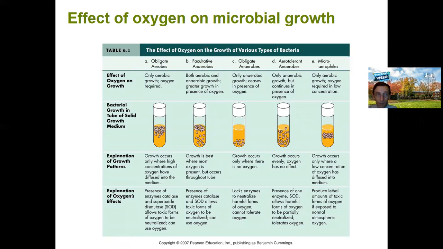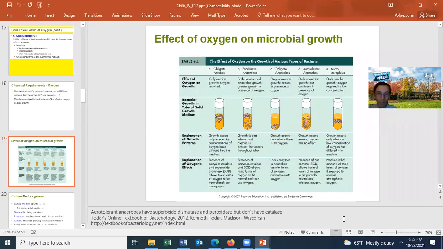Helicobacter pylori, a microorganism that grows in your stomach and causes ulcers, is a microaerophile. It grows best at reduced oxygen concentrations. All right, any question about any of that?